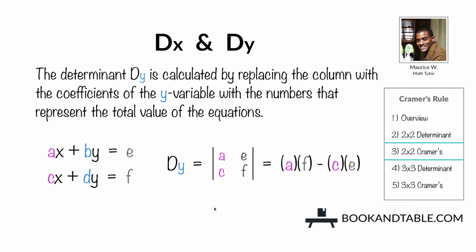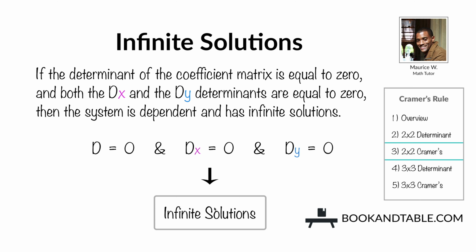Now the values of the determinants d, dx, and dy can also let us know if the system has no solutions or if the system has an infinite number of solutions. If the determinant of the coefficient matrix is equal to 0 and both the dx and the dy determinants are equal to 0, then the system is dependent and has infinite solutions. So one thing you will have to remember is if you get d is equal to 0 and dx is equal to 0 and dy is equal to 0, that lets you know that the system has an infinite number of solutions.